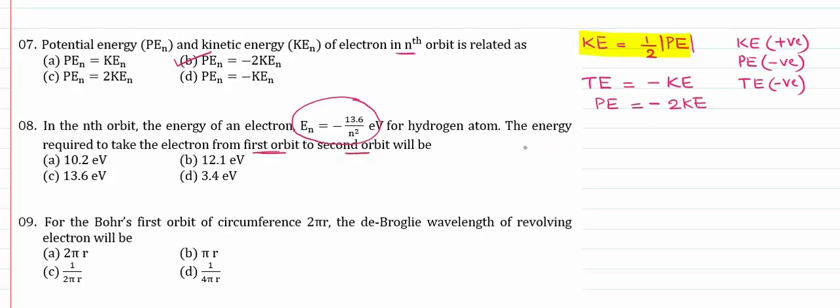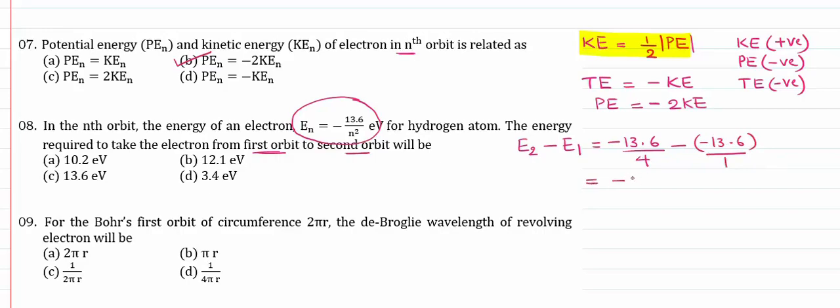So energy required to take from first orbit to second orbit is given by E2 minus E1, the difference in their energy levels. So in the given formula, En is equal to minus 13.6 by n square, you substitute the value of n. For first orbit n is 1, for second orbit n is 2. If I substitute, minus 13.6 by 2 square, which is 4, minus of minus 13.6 by 1 square, which is 1. Now simplify, you will have the answer.